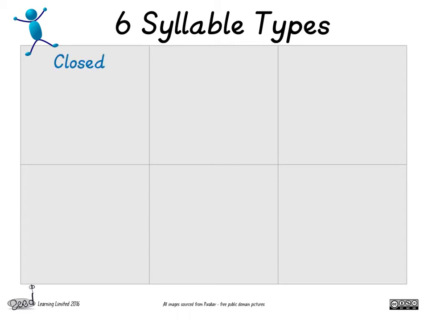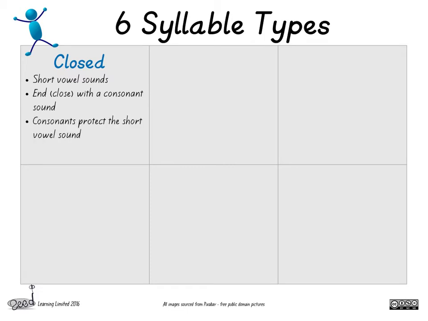The first and most common group are the closed syllables. Closed syllables have short vowel sounds. They end or close with a consonant sound, and they often use 2 or more consonant letters to protect the short vowel sound. Here are some examples: bat, hedge, stick, rabbit. Notice how the vowel sound is followed by a consonant to close the syllable.